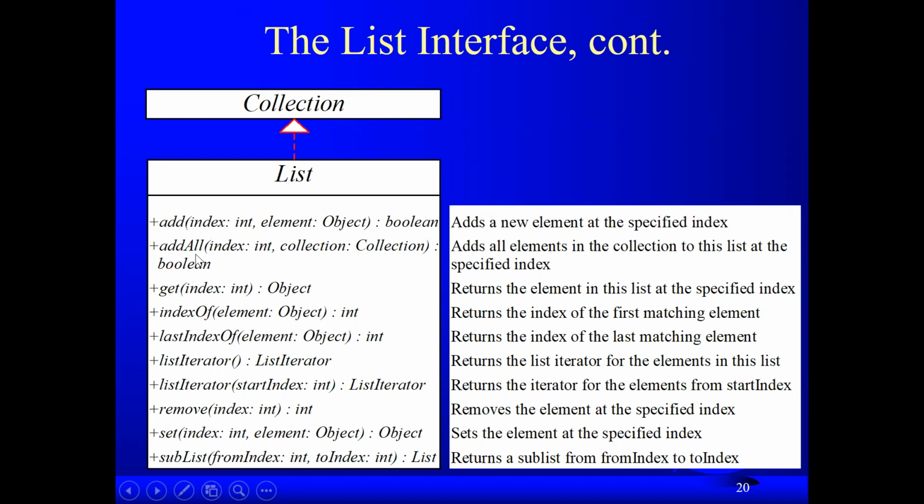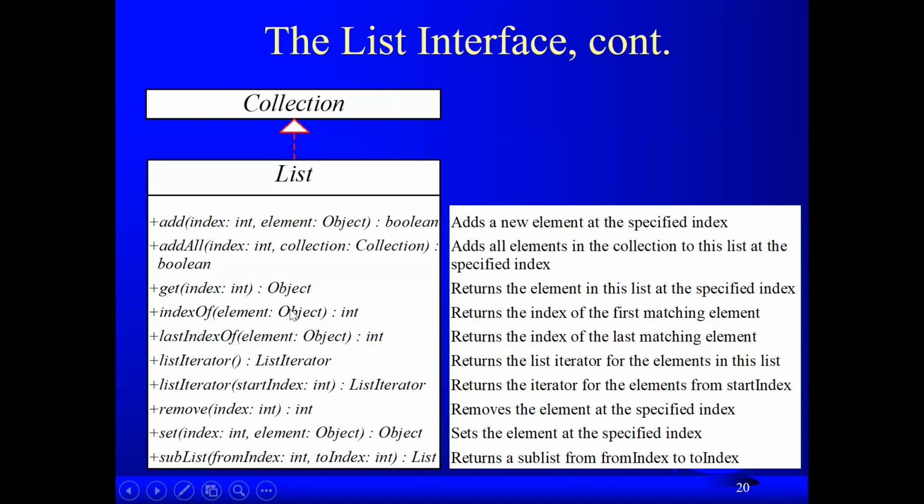So and also addAll. At a particular index, you add all these elements. So in that case, we'll go for this. And also get. Based on the index, you can go. So if I want to know what is there in the 7th index, it will return that particular object.